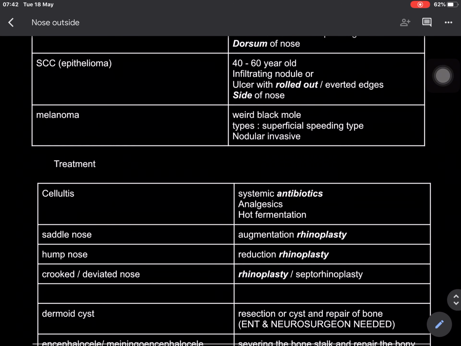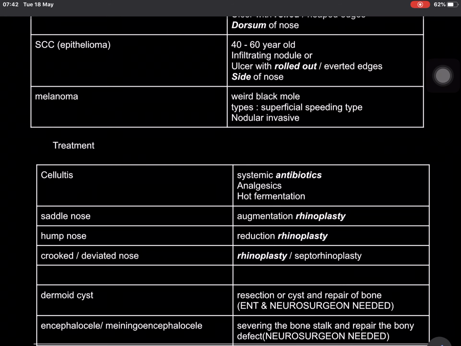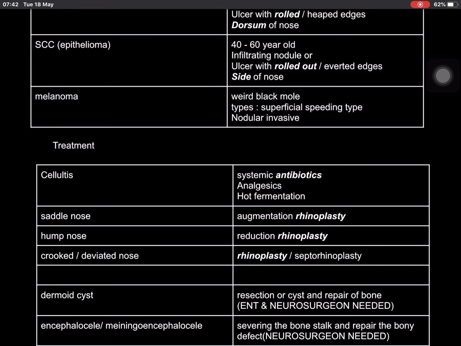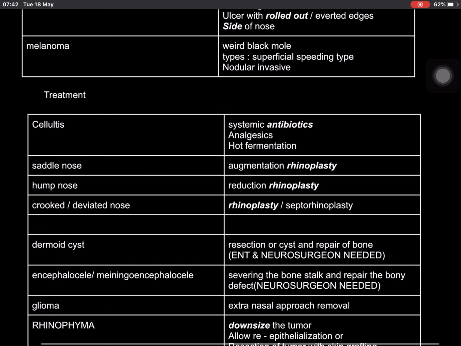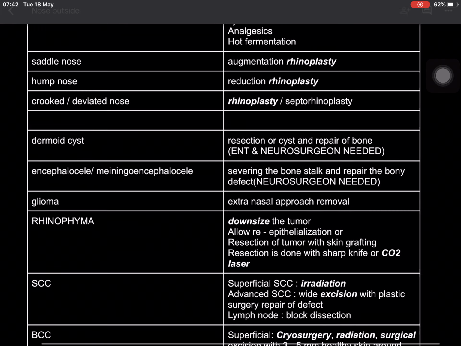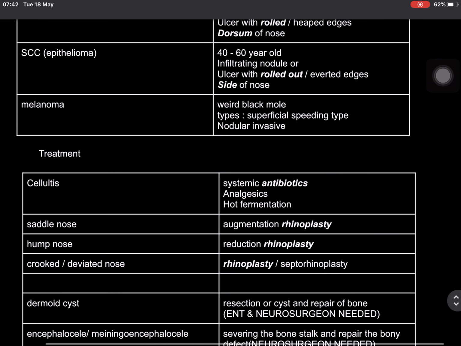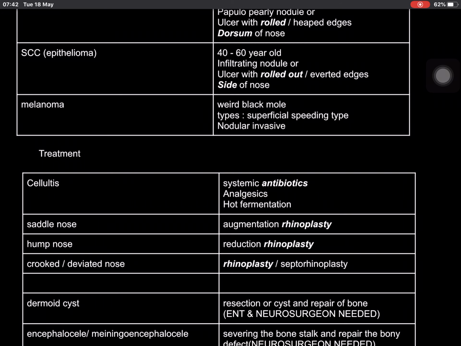Basal cell and squamous cell carcinoma more or less look similar in most pictures, but if it's at the tip of the nose, almost at the midline, it's going to be basal cell, and if it's at the side of the nose, it's squamous cell carcinoma. It's not a clear-cut distinction, but it could be used as an aid to diagnosis. But obviously we go with biopsy.